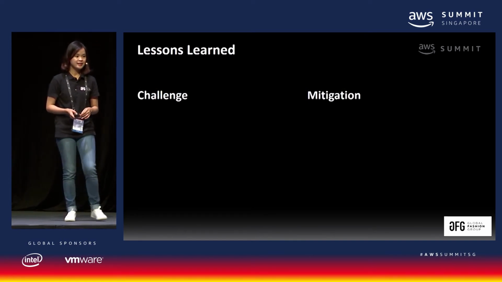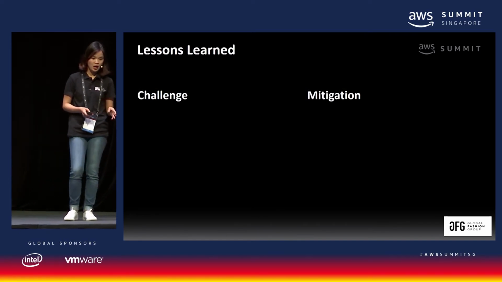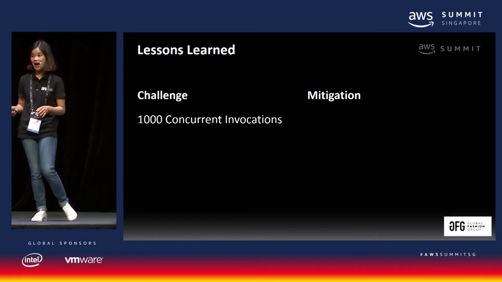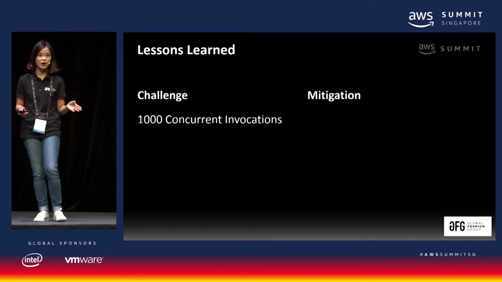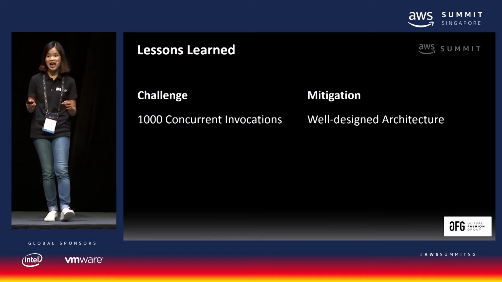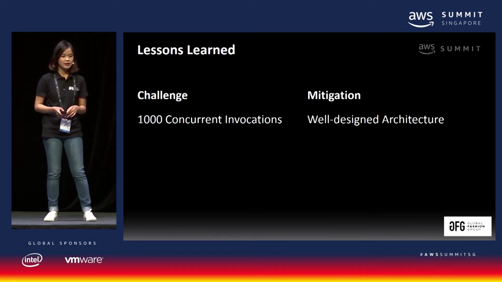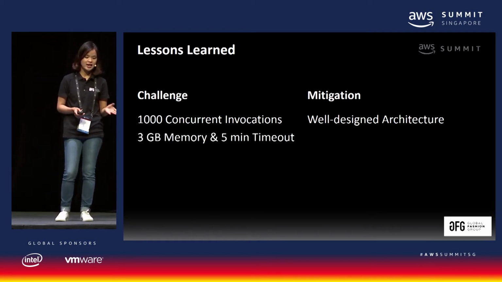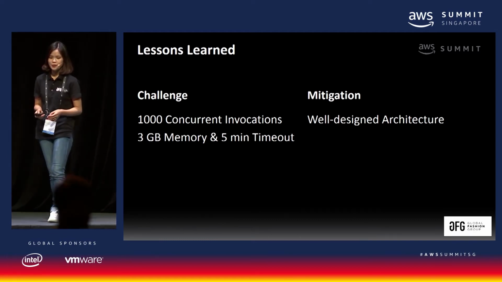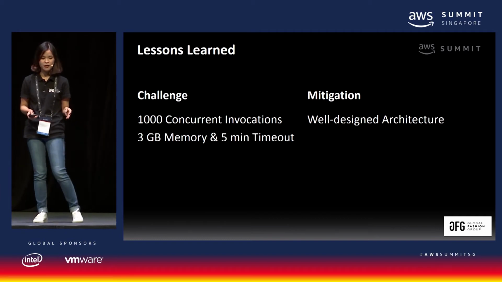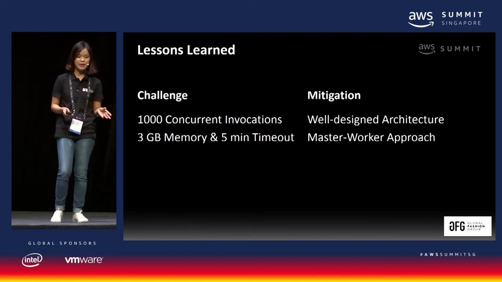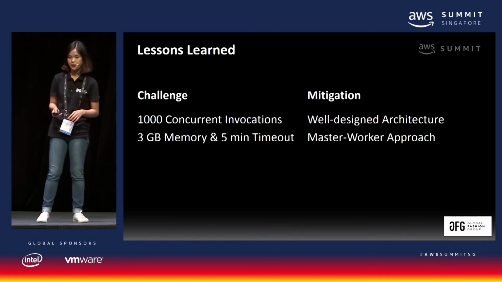However, we did meet some challenges along the way. The first one is 1,000 concurrent invocations per account. This one you can request to increase, but it still needs to be taken into account when you design your architecture. The second limitation is 3 GB memory and 5 minutes timeout. If you have a memory-intensive or time-consuming task, it's better for you to apply the master-worker approach.